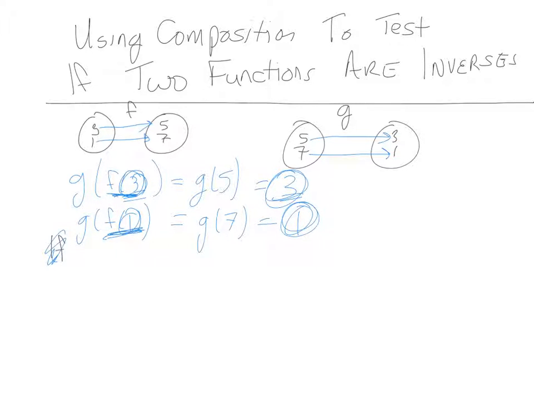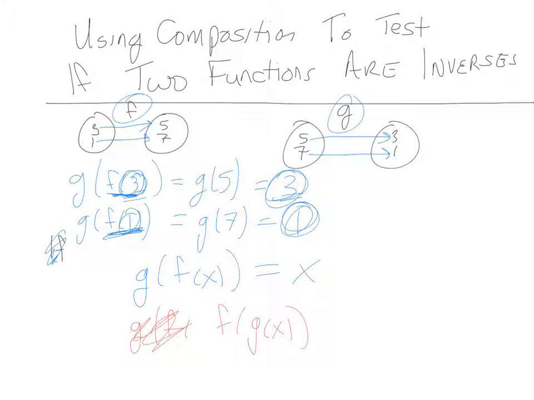And in general, if we compose two functions and they are, in fact, inverses, then if I take g of f of anything I can stick into f, I'm going to get that thing back again. And by the way, the order shouldn't matter. If I take f of g of x, I should also get back to where I started. I should also get an x.